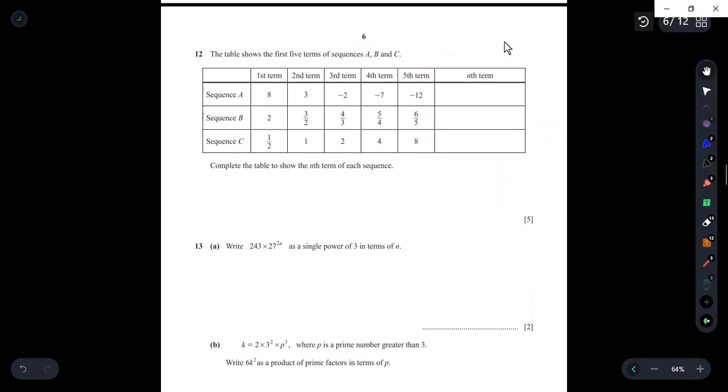The table shows the first 5 terms of sequences A, B, and C. So 3 sequences are mentioned here. We are asked to complete the table to show the nth term of each sequence. So the first sequence is A: 8, 3, -2, -7, -12. So it could be a linear sequence. We have to check whether it's a linear sequence or not by finding the difference between the terms.